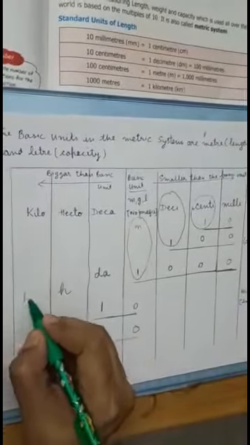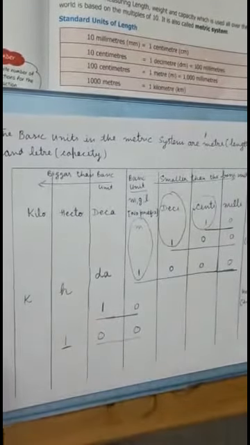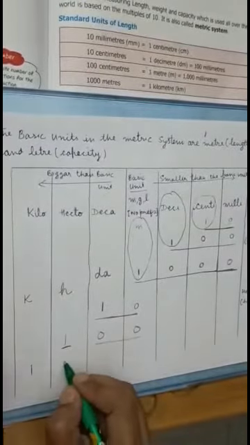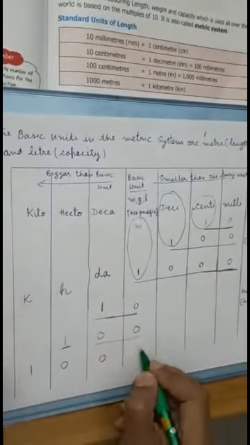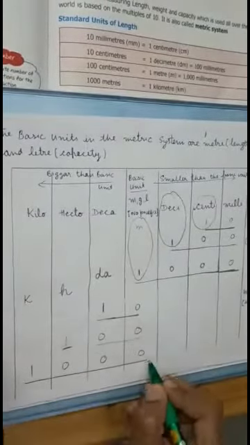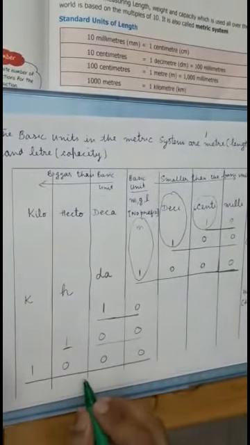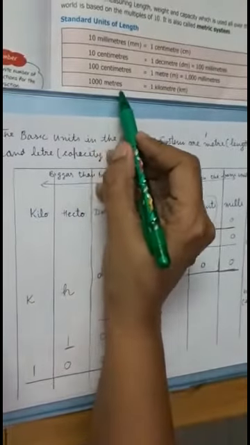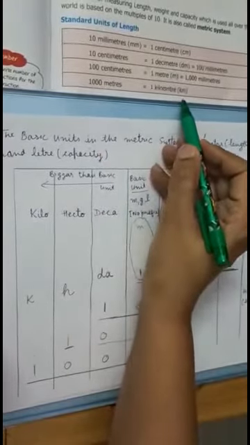Now if I take kilo, just relate kilo with meter. So 1 kilometer is equal to, how many zeros are here? 3 zeros. So 1 kilometer is equal to 1000 meter. See here the relation, 1000 meter is equal to 1 kilometer.